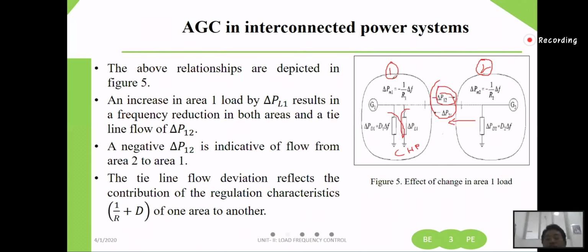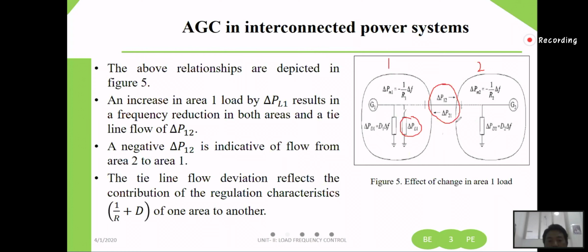I still remember that in one year, I don't remember which, they asked a question related to this. So the effect is that when load increases in area 1, frequency for area 1 as well as area 2 will reduce. At the same time, power flow on the tie line will also reduce. So this is the effect.